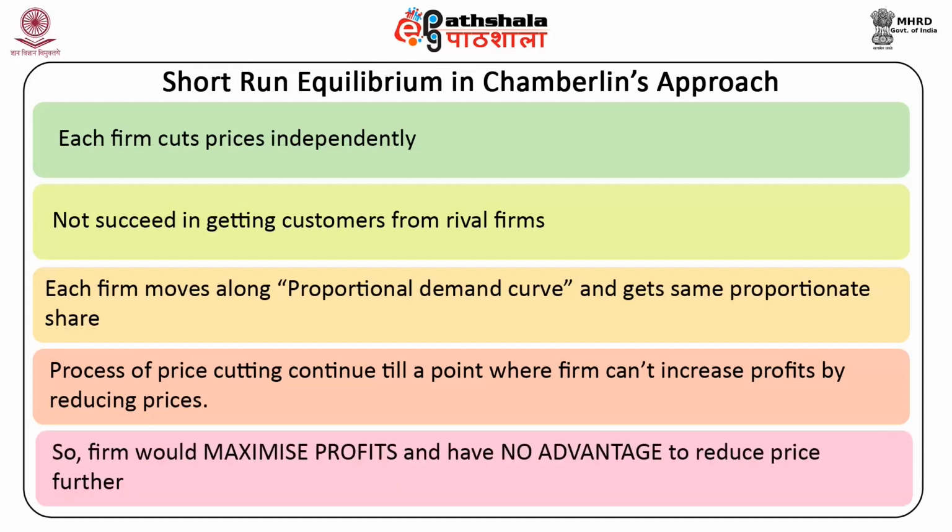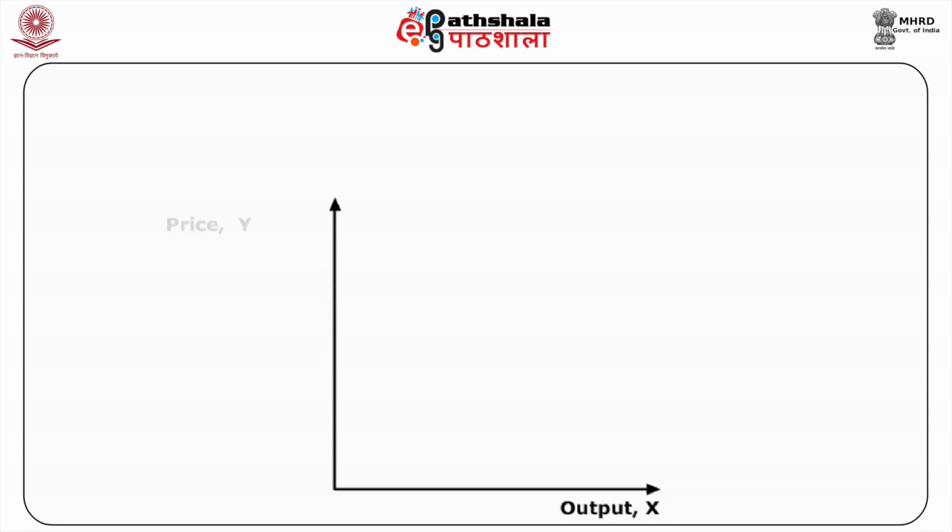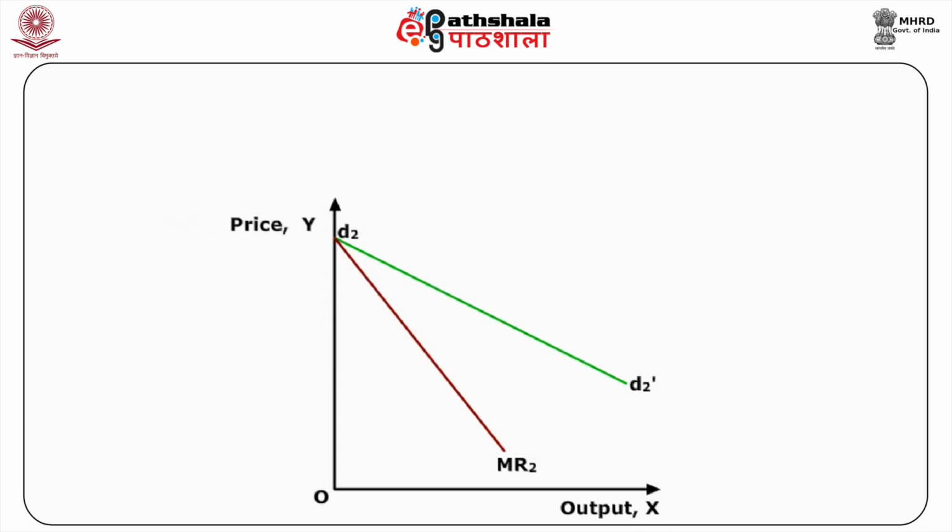The firm in this situation will be maximizing its profits and will therefore have no advantage to lower the price of the product further. As a result of price competition, the perceived demand curve has slid down to the point H on the proportional demand curve, capital D dash D, and accordingly, price has fallen to OP2, and each firm is producing and selling OM3 output as we can see in the figure. Each firm will be in equilibrium at this price output combination and will have no incentive to change its price.